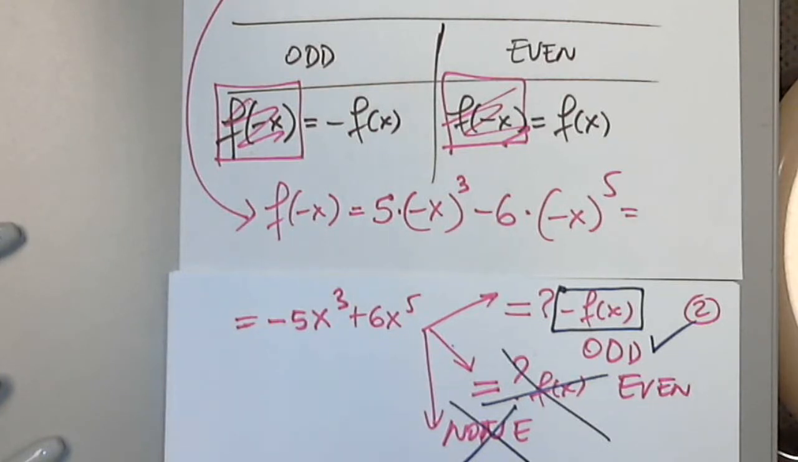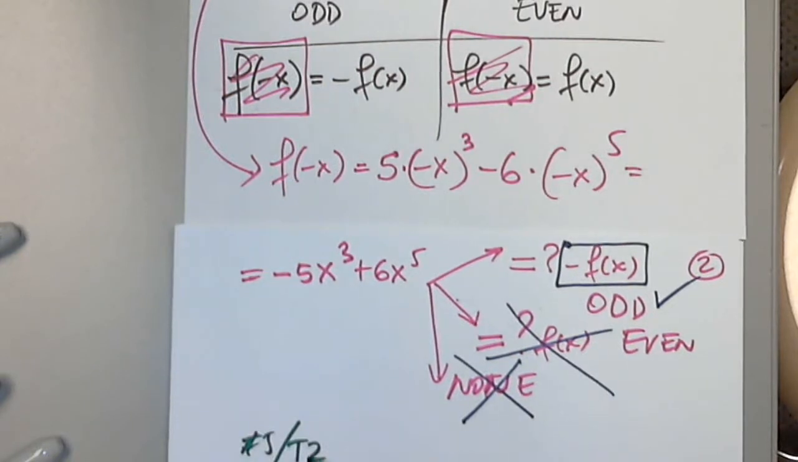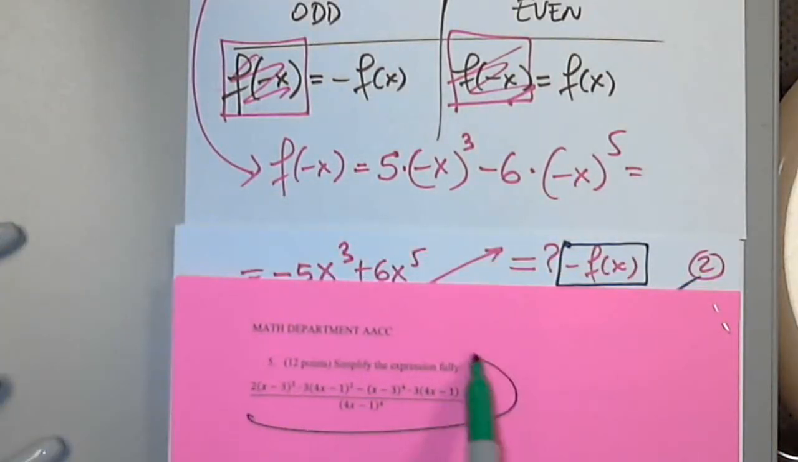Number 5 on test 2. That was a long one. This was number 5 on test 2. Okay, then the other one on Test 1. Number 5 on test 1. Oh yeah, you're talking about this one.